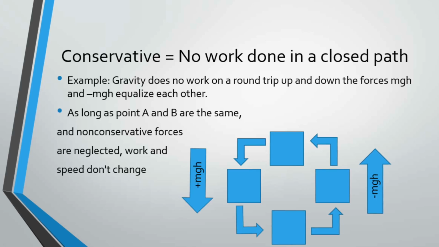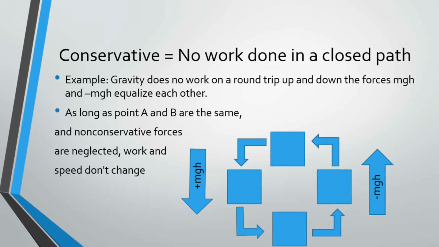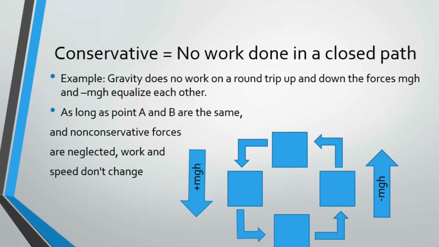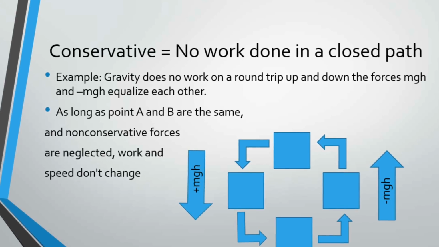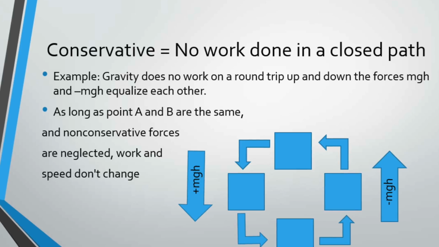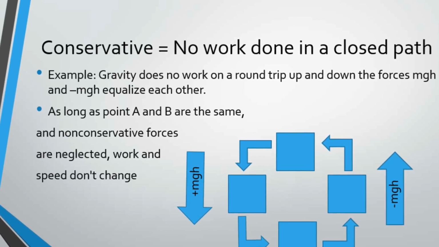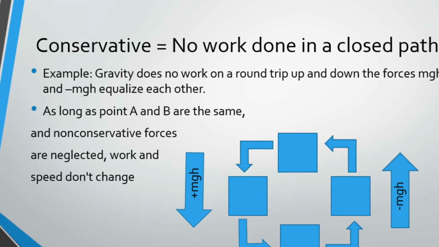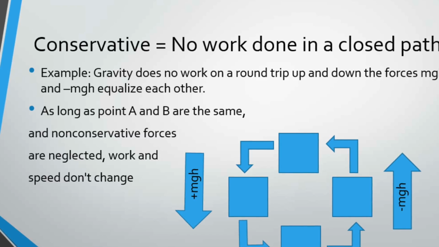Now another way we can characterize a conservative force is that in a closed path, meaning that the start and finish are the same point, no work is done. An example would be gravity. If you're lifting a box around in a loop, over the whole round trip gravity will do no work. As long as point A and point B are the same, and non-conservative forces such as friction are neglected, work and total speed don't change at the end of this trip.